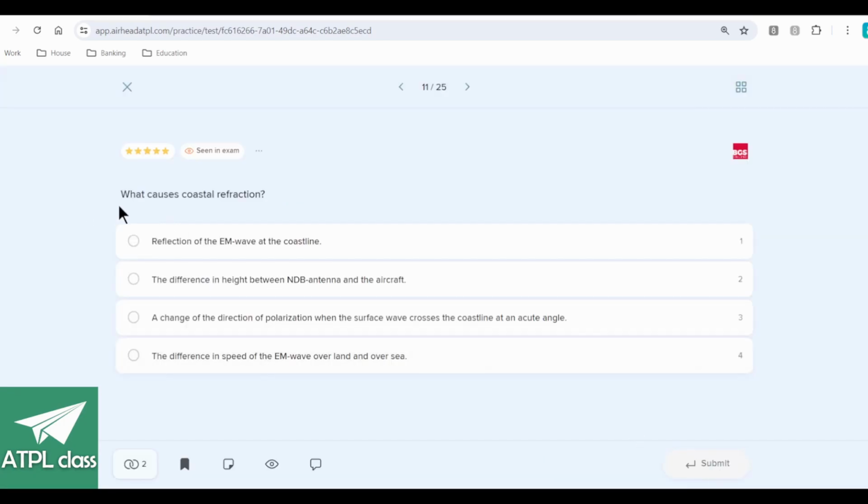What causes coastal refraction? So this is when parts of the wave travel slower and the other parts travel faster, and sort of one bit catches up with the other, causes it to bend or change direction. So the reflection, no, it's not to do with reflection. The difference in height between an NDB antenna and aircraft, nope. The change of the direction of polarization when the surface wave crosses the coastline at an acute angle. The difference in speed of the electromagnetic wave over land and over sea. There we go.